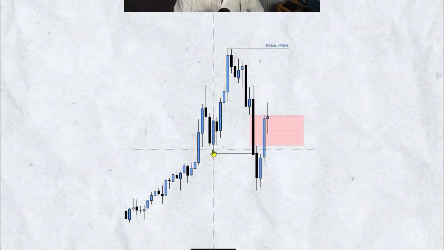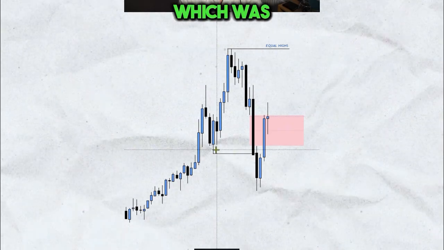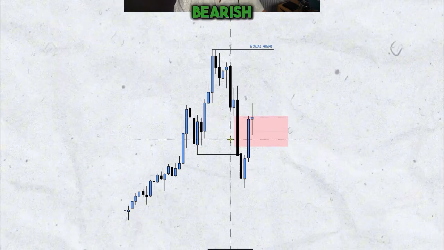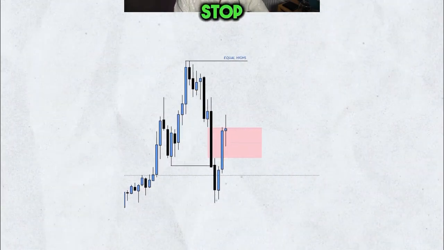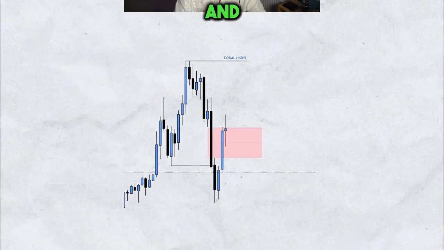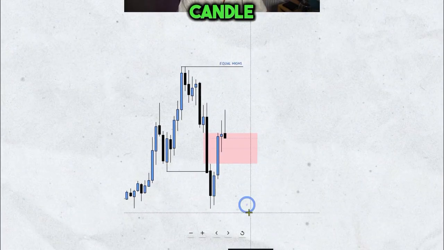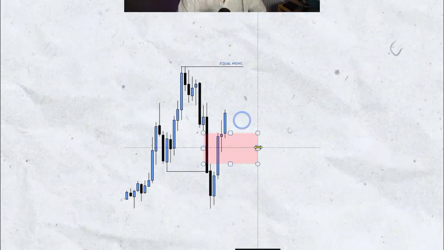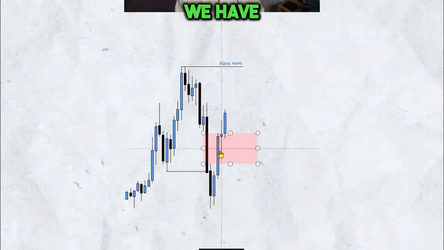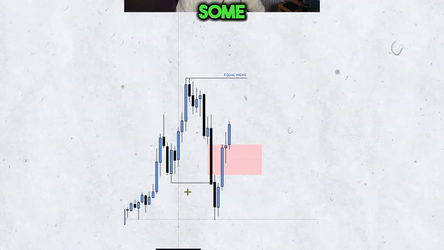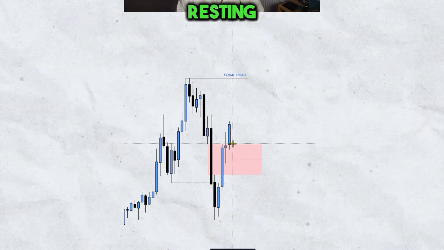As you can see, we have swept the sell side liquidity, which was resting in the market. Now, with that in mind, we have now created this bearish fair value gap right here. Stop shorting bearish fair value gaps and only use them to take long positions. As you can see on our next candle, we get this candle close above this bearish fair value gap. This means we have now disrespected this bearish fair value gap, and we should come up and take some sort of buy side liquidity resting in the market.